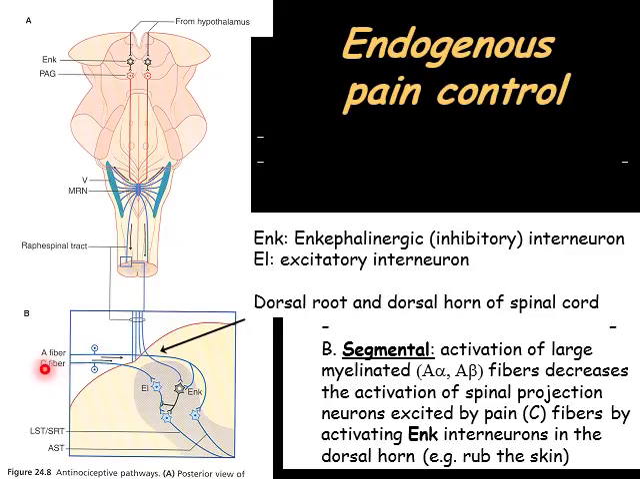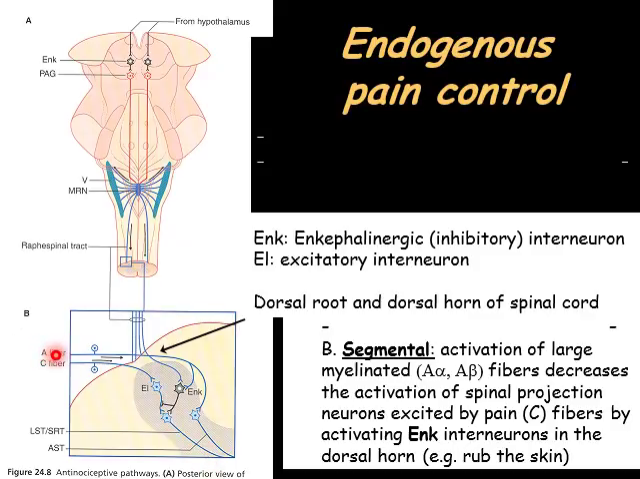The C fiber carries the pain information from that mosquito bite to an interneuron, and activates that interneuron. The interneuron then activates a projection neuron that will travel across to the other side and form the lateral spinothalamic tract. On the other hand, that's the normal pain perception.